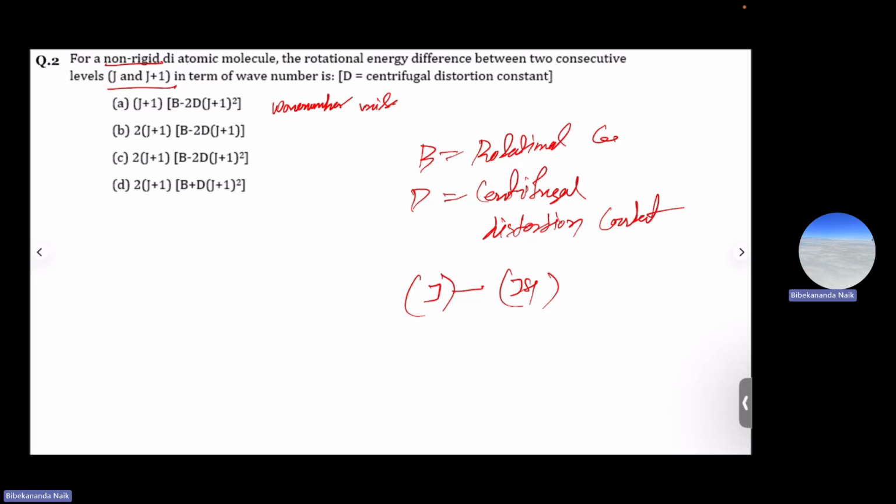The options are option A, J plus 1 into B minus 2D J plus 1 square, option B, 2J plus 1 B minus 2D J plus 1, option C, 2J plus 1 B minus 2D J plus 1 square, or option D, 2 into J plus 1 B plus D into J plus 1 square. These are the four options, and we need to find out the correct one. I'll give you a few minutes and then we'll discuss the correct expression for the energy difference between the two consecutive levels in terms of wave number.